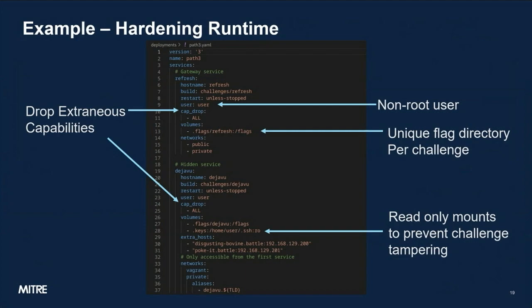runtimes. Additionally, leveraging non-root users, so that if you do happen to compromise the container, you don't immediately get access to everything in the container, was super critical for us. Having unique flag directories per challenge further let us limit the scope of what would happen if a given challenge was compromised, and then adding in read-only mounts to prevent challenge tampering. Again, rogue competitors, beyond just trying to sabotage our environment, we don't want them to sabotage a given challenge for another competitor that would ruin their good time.